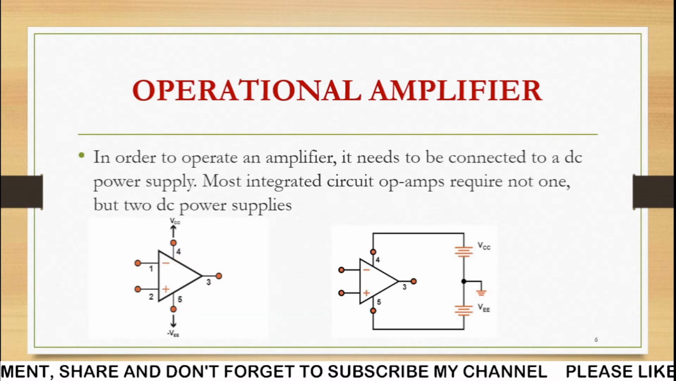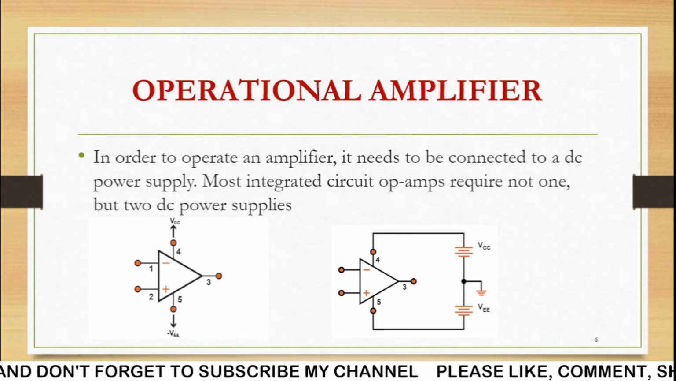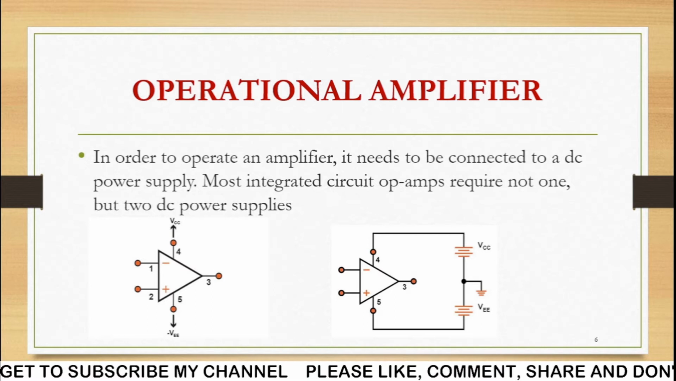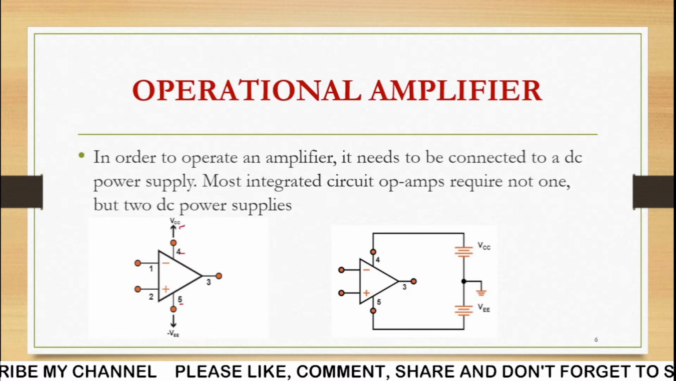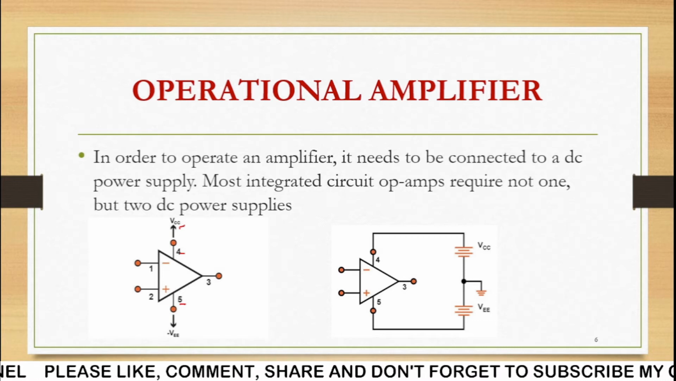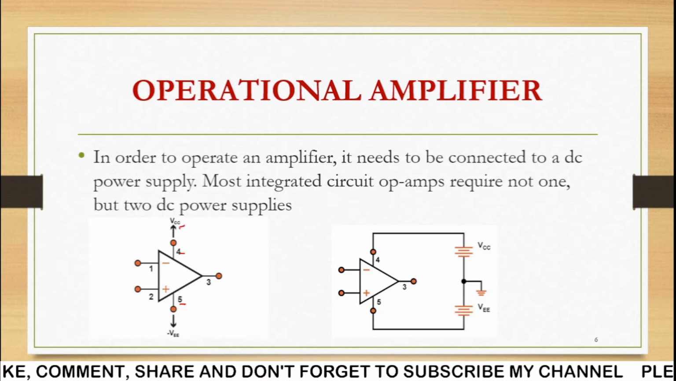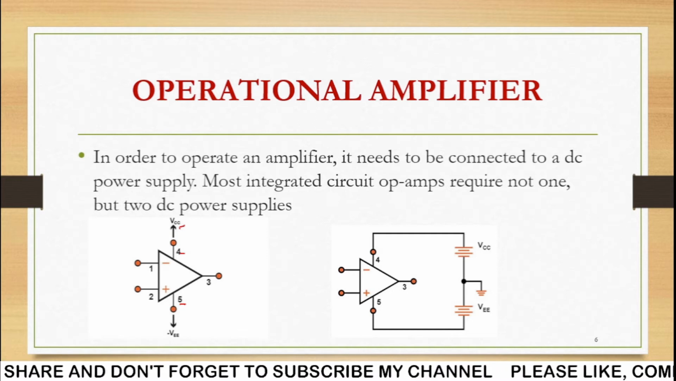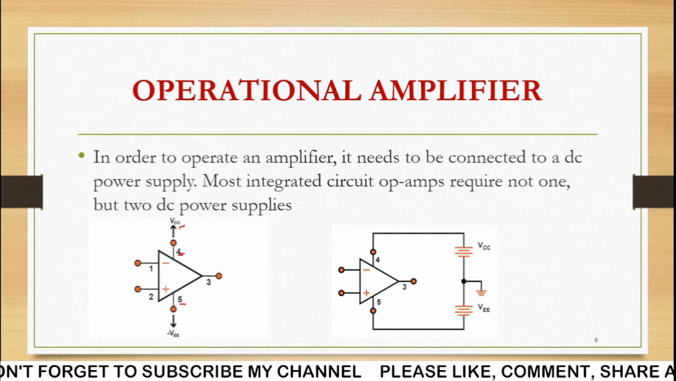So how are the power supplies connected in the case of an operational amplifier? Just a nomenclature for the pins: pin 2 is inverting, pin 3 is non-inverting, pin 4 is connected to minus VEE, pin 7 to VCC, and pin 6 is called the output. So this operational amplifier needs two DC power supplies, one for plus VCC and the other for minus VEE, which is also considered as minus VCC.